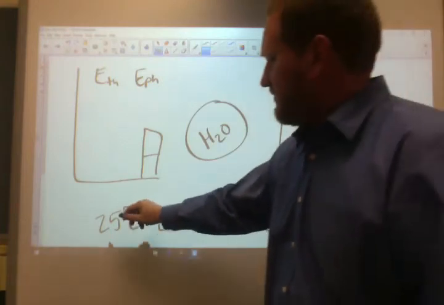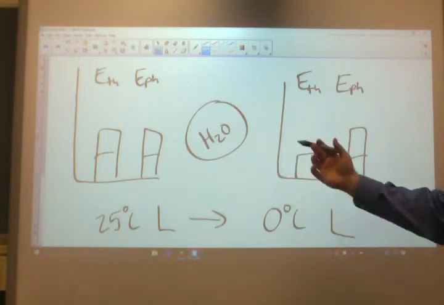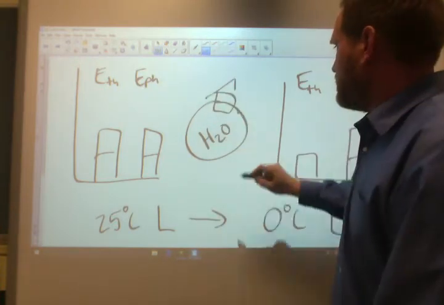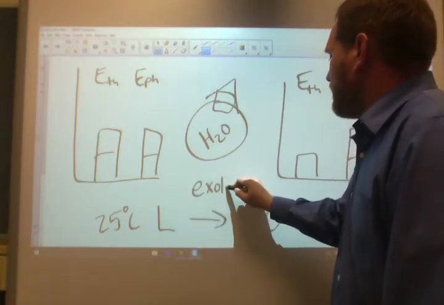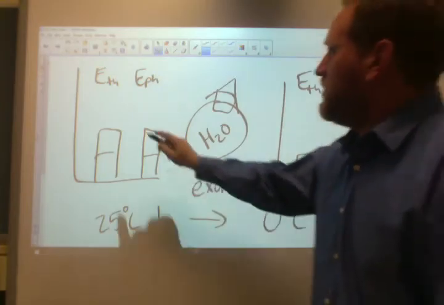Now for thermal, I'm going to give 25 2 bars. And I'm going to give 0 1 bar. Difference is 1 bar, which is going out of the system, exothermic. So that's just step 1.